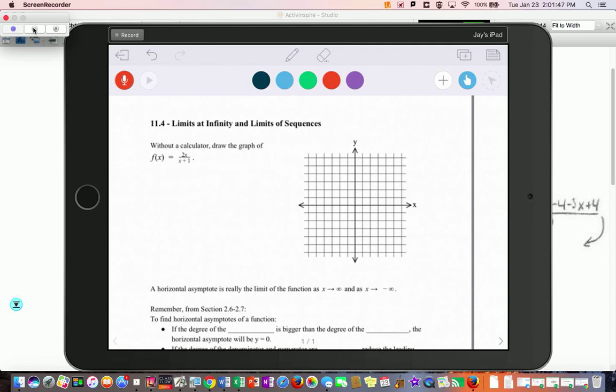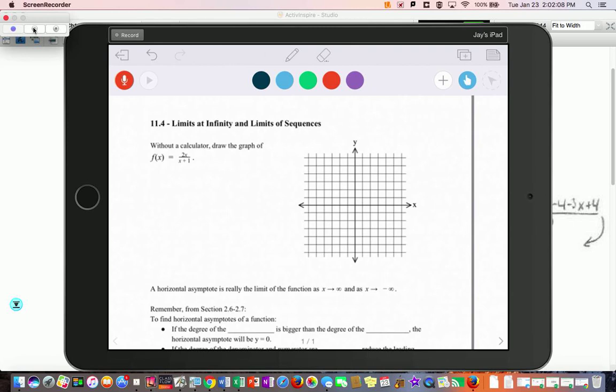Okay, so 11.4 starts out, we're talking about limits at infinity and limits of sequences. So hopefully we had it correct in the schedule that you were doing 26 and 27, relatively close to this chapter. That's usually what we try to set up.